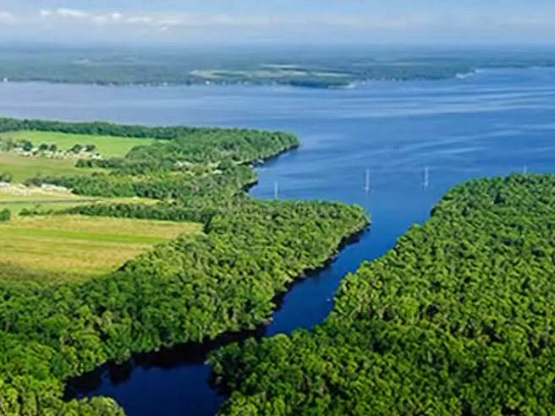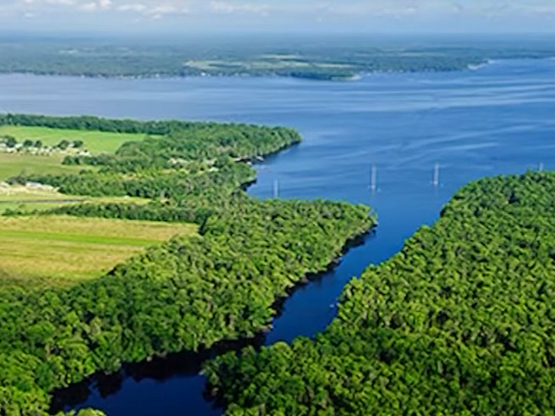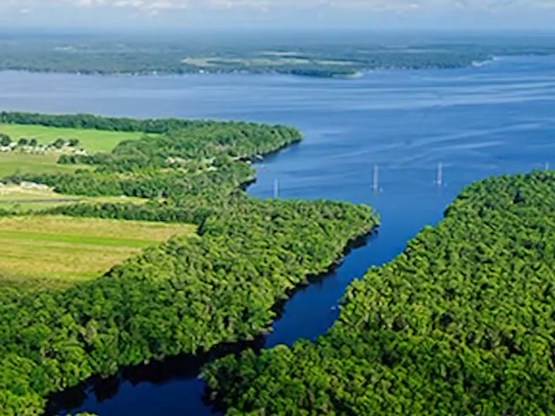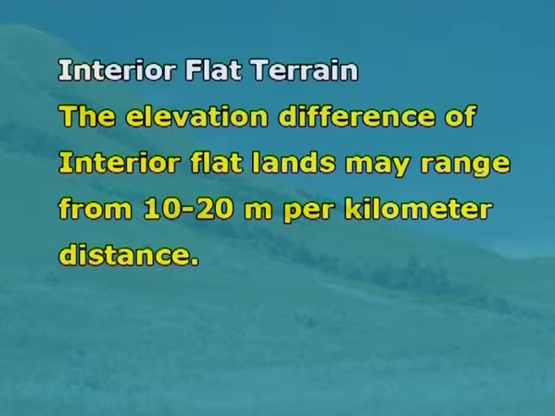The general topography of coastal flatlands may have the following altitudinal ranges. Region up to 100 meter altitude above the mean sea level, region with an altitude of 100 meter to 500 meter above the mean sea level, region beyond 500 meter altitude above mean sea level.